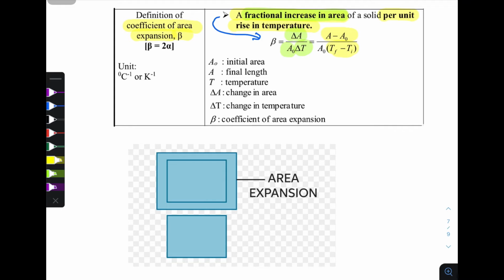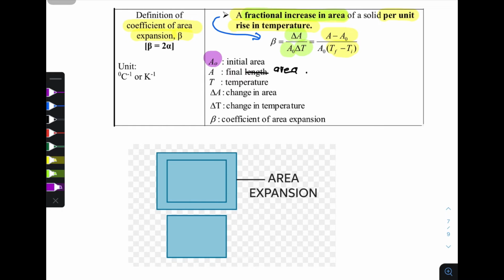Okay, from the equation, we can declare that A0 is the initial area. A is the final area. Okey, yang ni adalah typo. Okey, yang ni adalah final area ya. Betul kan?